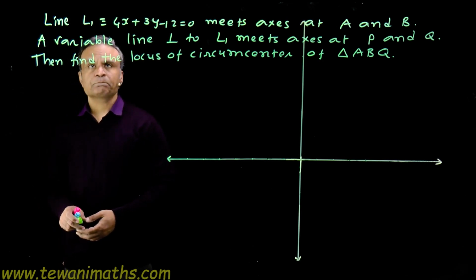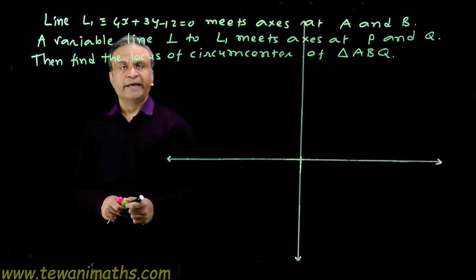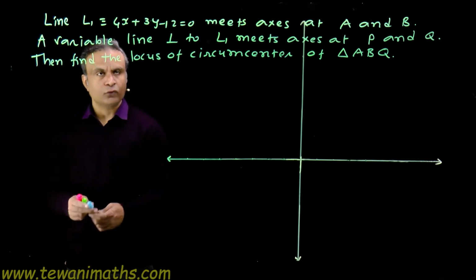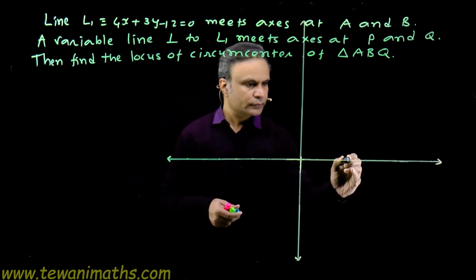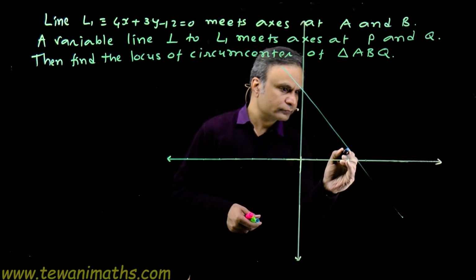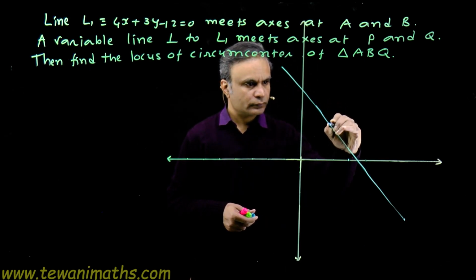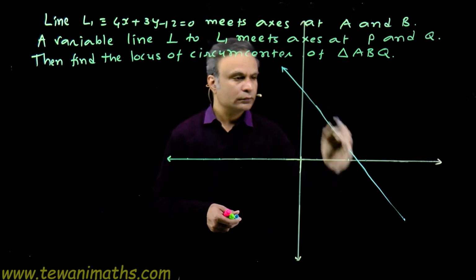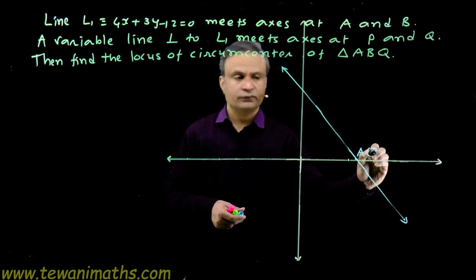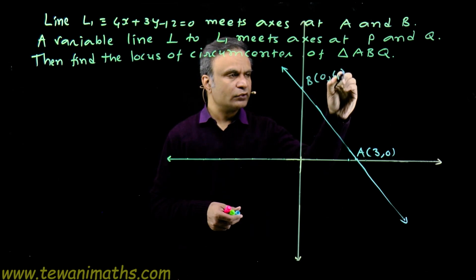Let's draw the diagram. We have here coordinate plane. Line L1 is this. X-intercept is 3, y-intercept is 4. So let's draw the line. We have this line. This is point A having coordinates 3, 0. This is point B having coordinates 0, 4.